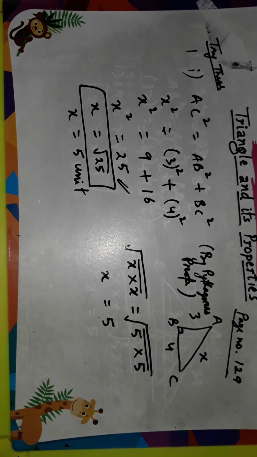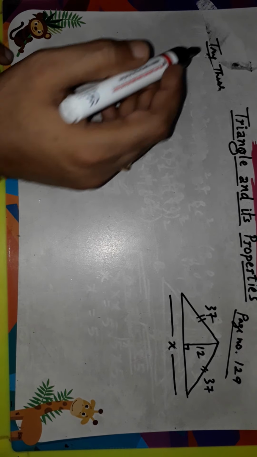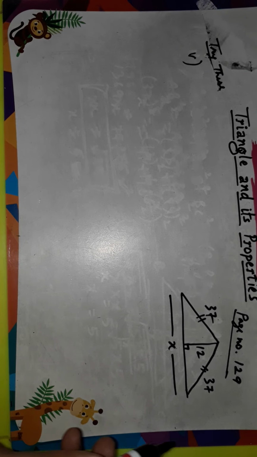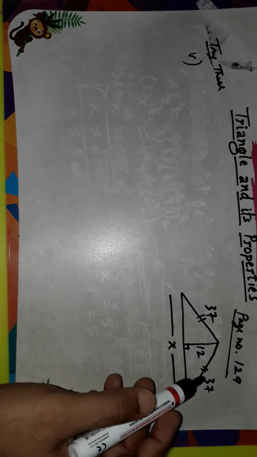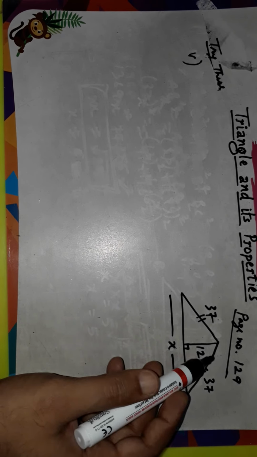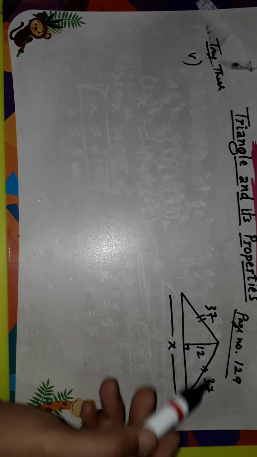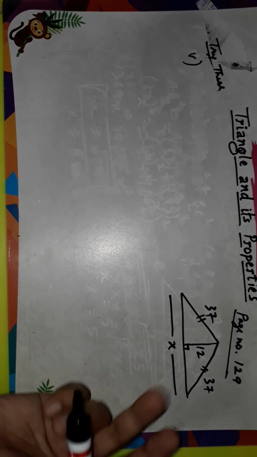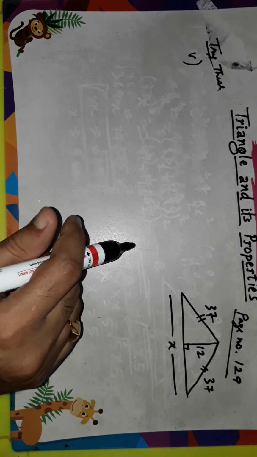After this we are moving on to the fifth part of Try These. In the fifth part I have drawn the figure, and over here, this symbol itself represents that it is an isosceles triangle. Also if you see the sides, it is very clear, because 37 is this side as well as this side, so two sides of this particular triangle are the same. That is why it is an isosceles triangle.